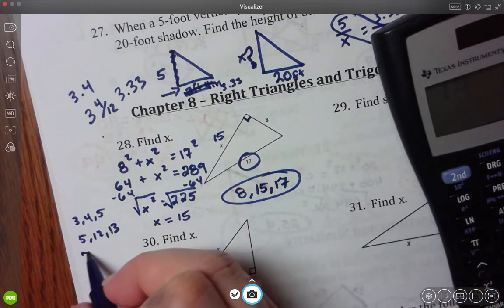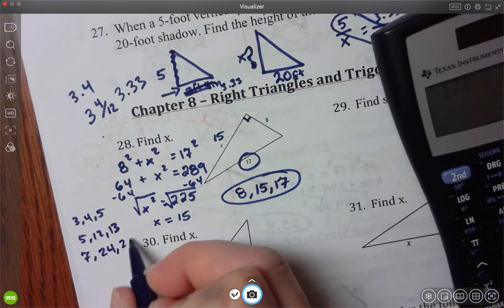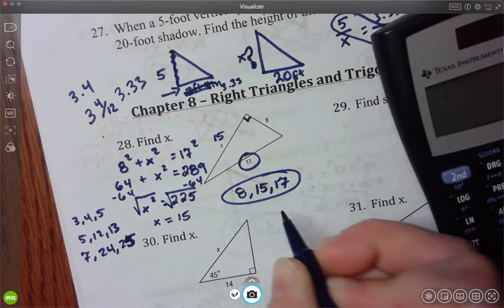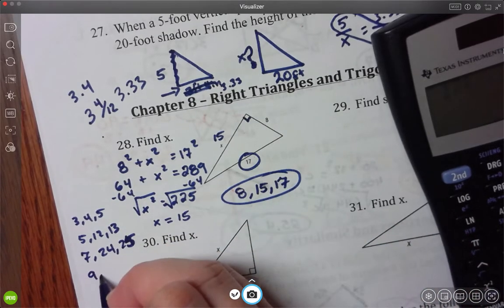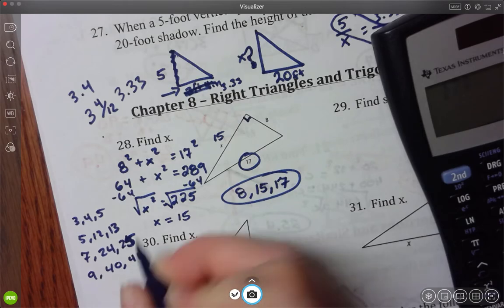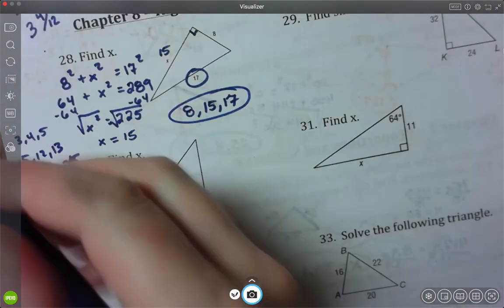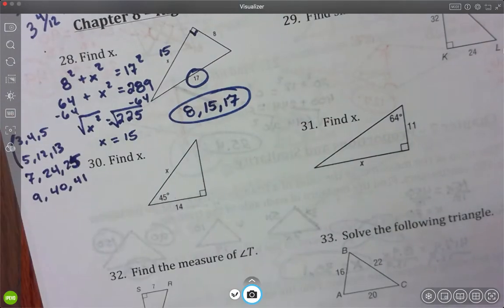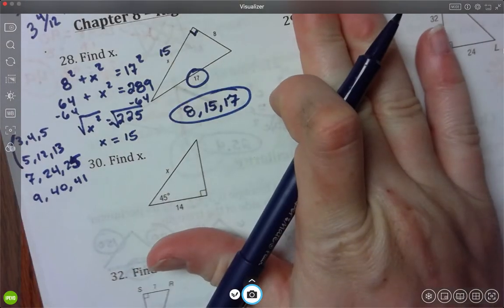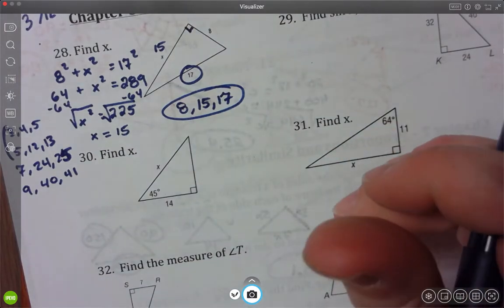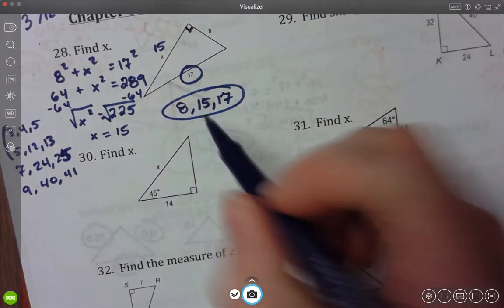7, 24, 25, 25, 8, 15, 17, and 9, 40, 41. Those are like the main 5 that you're going to see ever. Most of the time it's only going to be these two that you're going to see, the 3, 4, 5, and 5, 12, 13. Those ones at least you should have memorized. But 8, 15, 17 is one that comes out really nicely.